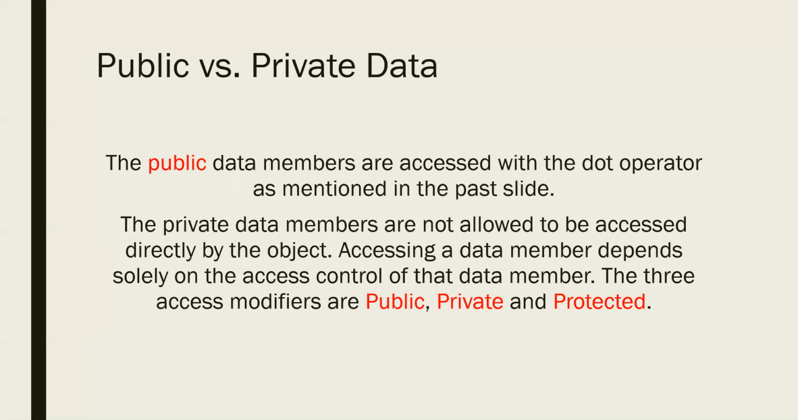Now, public versus private data. The public data members are accessed with the dot operator as mentioned in the slide before. The private data members are not allowed to be accessed directly by the object. Accessing a data member depends solely on the access control of that data member. The three access modifiers are public, private, and protected.